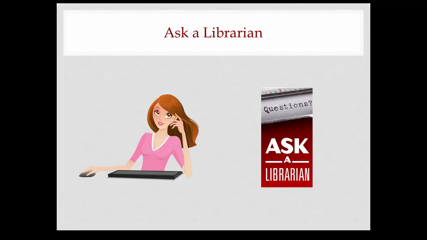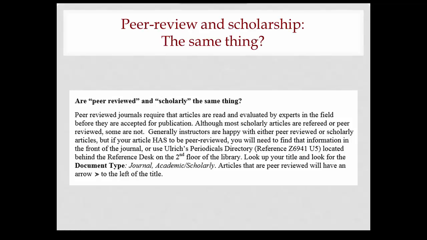The third strategy is to ask a librarian. If you have found an article and are unsure about its level of scholarship, we will be happy to help you evaluate it. The fourth point you see on the handout is a bit unique. It asks if scholarly and peer-reviewed mean the same thing. Most of the time they do, though it is possible for a journal to be scholarly or quasi-scholarly without making use of a peer review system.